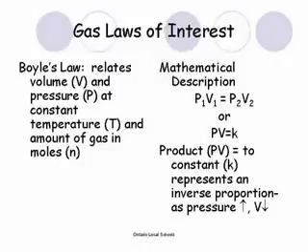So PV equals K. When you have a product equal to a constant, this represents an inversely proportional relationship between pressure and volume. As pressure increases, volume decreases. As pressure decreases, volume increases.